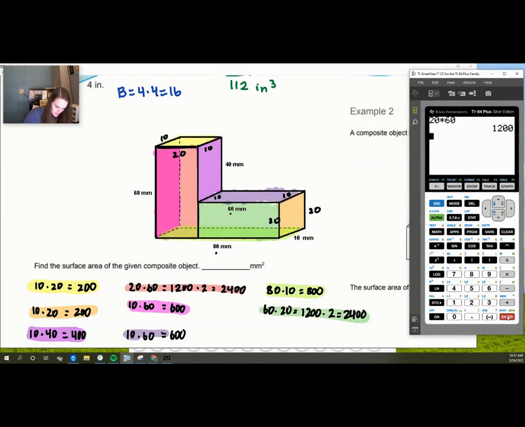Right, now we have all the pieces, and we're going to add them all together. So 200 plus 200 plus 400 plus 2400 plus 600 plus 600 plus 800 plus 2400. And that gives us 7,600 millimeters squared. So that's kind of a big shape there, but that's okay. That's how those work.